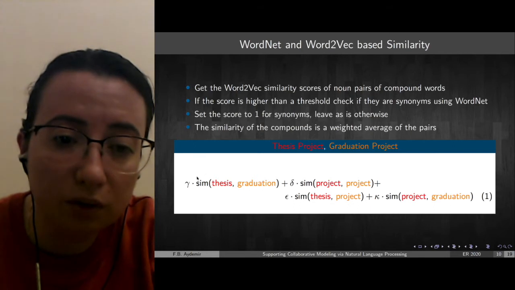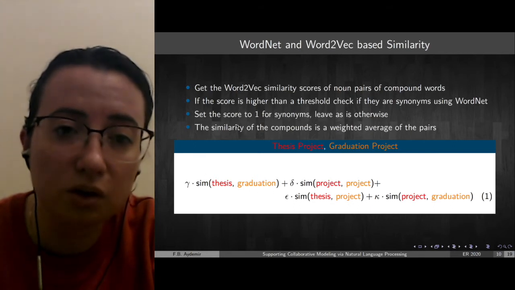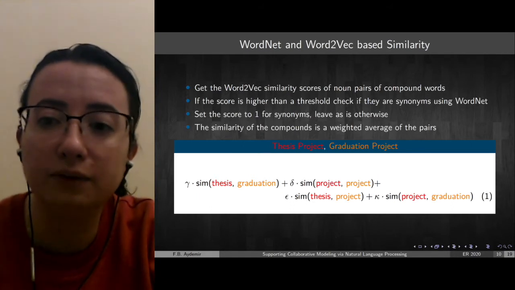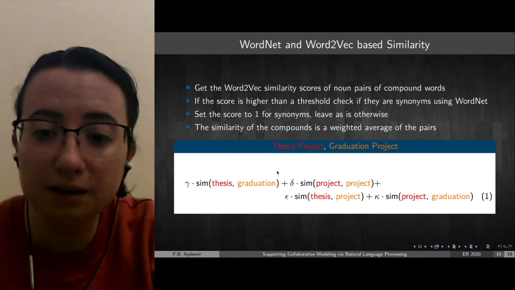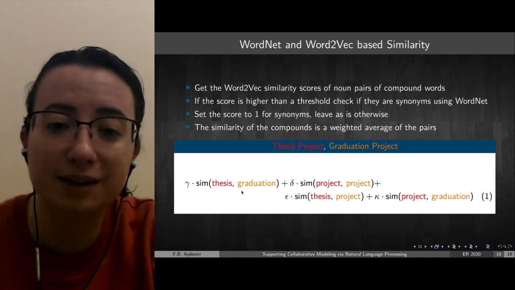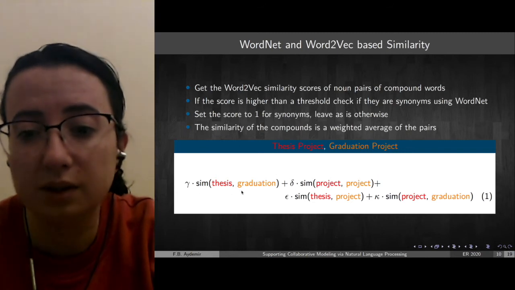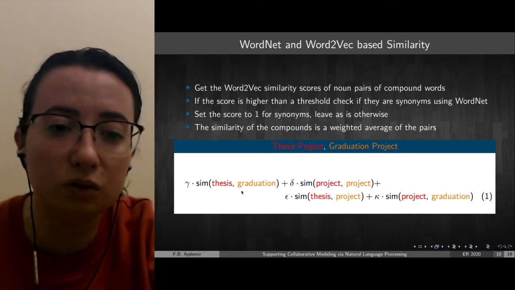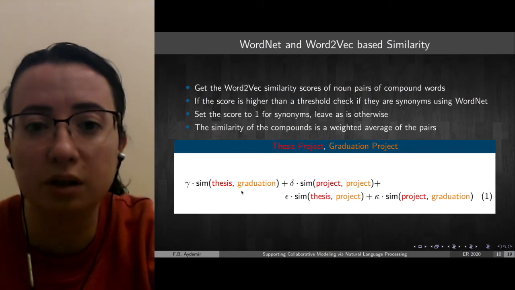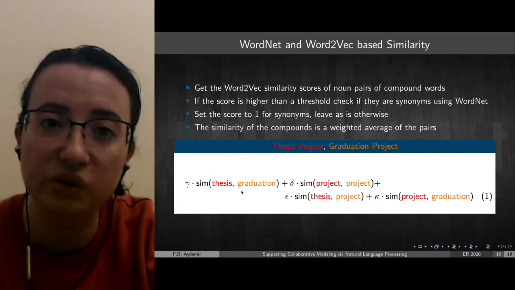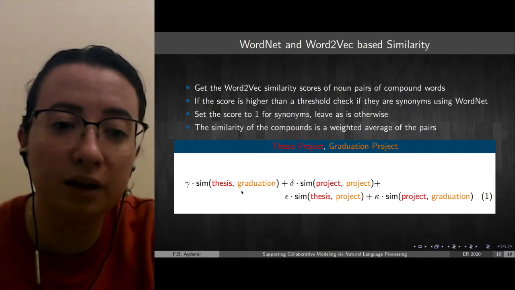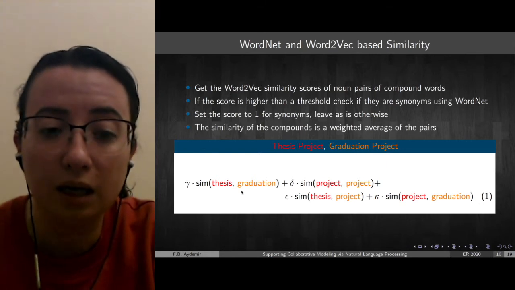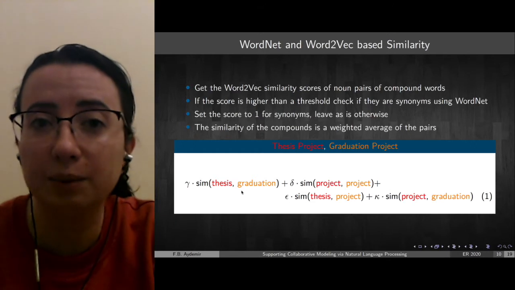The sim function returns either the similarity score from Word2Vec or 1 if they are synonyms. Then the task is to get the weighted average in this formula calculation. I deliberately left out the numbers here, but you can check our papers. We did some optimization based on a gold standard that we have, but there need to be more studies in order to optimize the weights that we have found. But basically that's the idea.